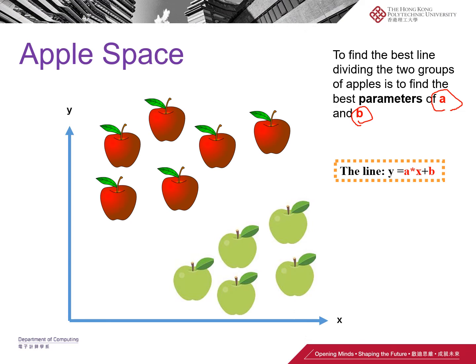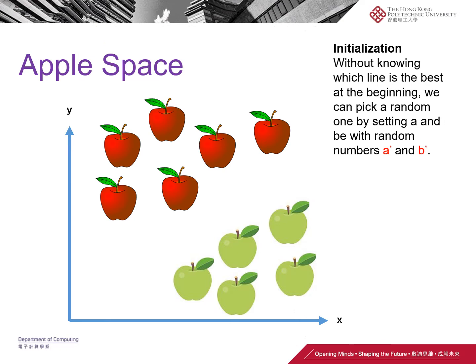So let's see how we find A and B, or how we find the best line. The process of looking for the best decision boundary is called machine learning. Let's see, at the very beginning, we don't know what the best one is. So what we can do is just randomly guess some values for A and B.